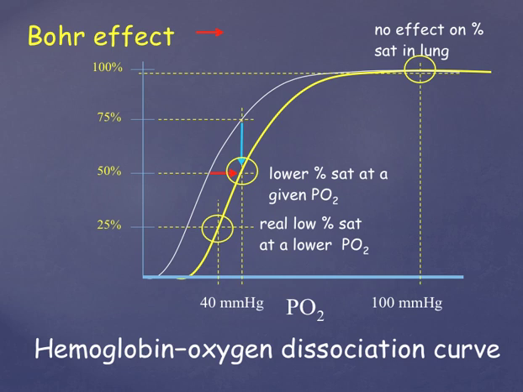So the way I like to look at this is not that the curve was shifted to the right, but that the curve was shifted down, at least in the tissues. So together, the allosteric effect and the Bohr effect ensure that we're loading the blood up 100% with oxygen in the lung, and also ensure that the needed oxygen is dropped off in the tissues.